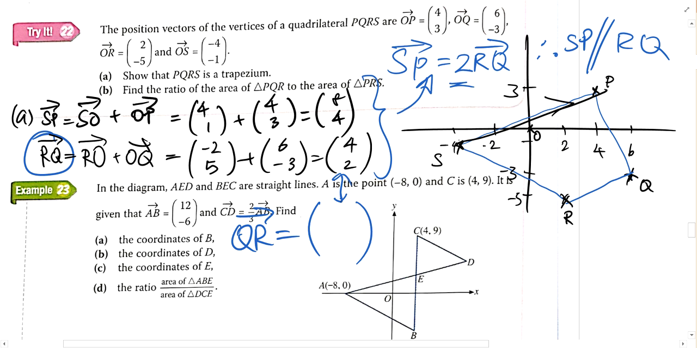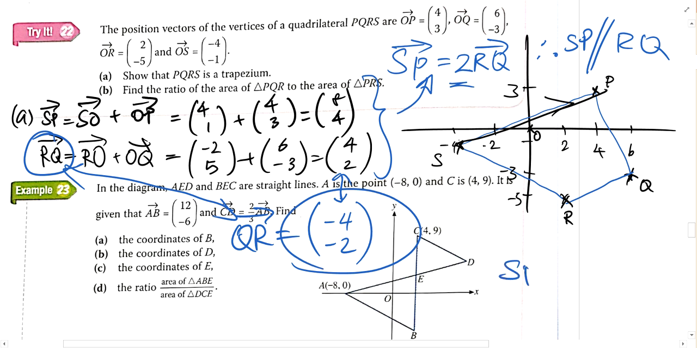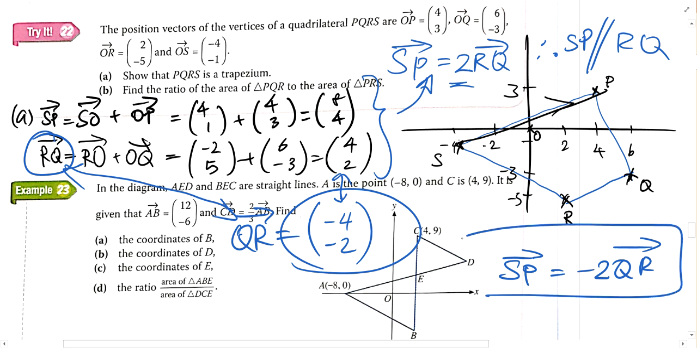QR, what will it be? Come on. -4 and -2. Agree? Because we only change direction, so all the signs change. So if I have QR looking like this, then I can say that SP is equal to, is it still 2 times of QR? Are they the same? No, right? So what must I do to make them equal? -2. So when I do this, it tells me that they are opposite direction. But they are still parallel, right? Then it still works.